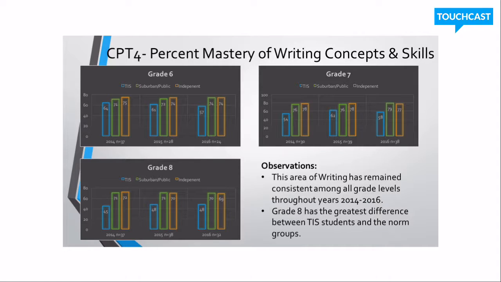Now, if we look at the percent mastery of writing concepts and skills, we see that this area of writing has remained consistent among all grade levels throughout years 2014, 2015, and 2016. Grade 8, however, shows that it has the greatest difference between TIS and the students in the norm groups. This is the only time that grade 8 has not consistently shown a larger difference between our school's scores and the norm groups.